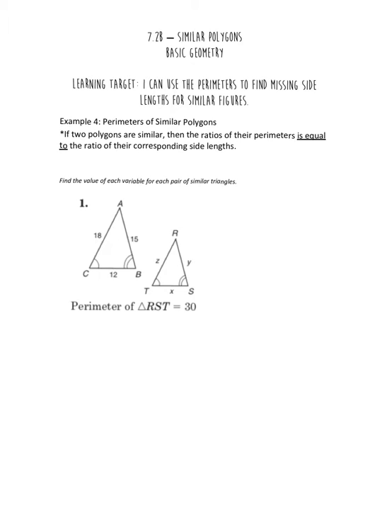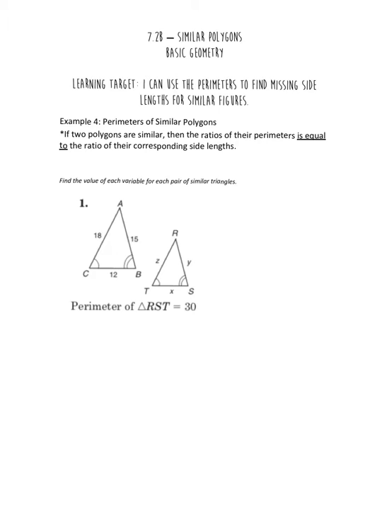Hi, basic geometry students. I wanted to review a topic that I know was difficult for many of you, which was located on the 7.2b homework. Within this concept of similarity, the learning target that was a little bit more challenging was using the perimeters of similar figures to find missing side lengths.